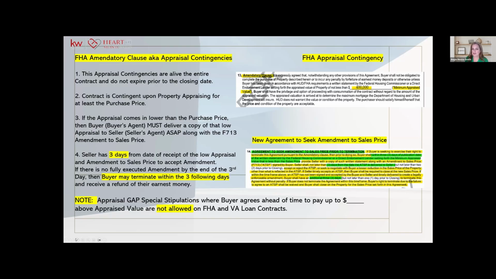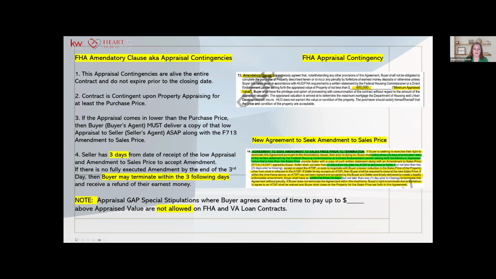With FHA and VA, which we'll look at in a second, there is no deadline other than the closing date, because your closing date is your ultimate deadline for everybody to perform. There's no deadline other than the closing date for the appraisal report to come in. So that's very important that we understand that.